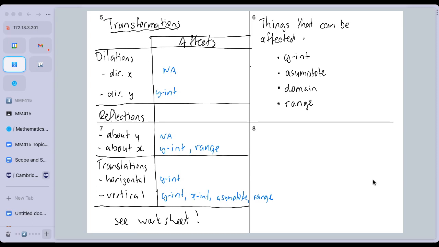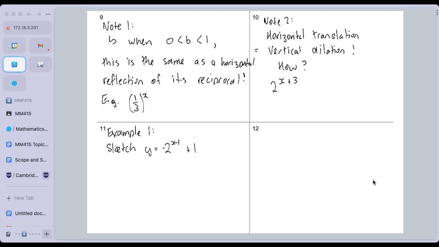Alrighty, so a couple of little notes I wanted to make. I think I've got it on the next page, and I'll use Desmos to sort of tease it out. So note 1. When b is a fraction, that's what that means. When b is a fraction, this is the same as a horizontal reflection of its reciprocal. I'll show you what I mean. Horizontal reflection means it is reflected about the y-axis.